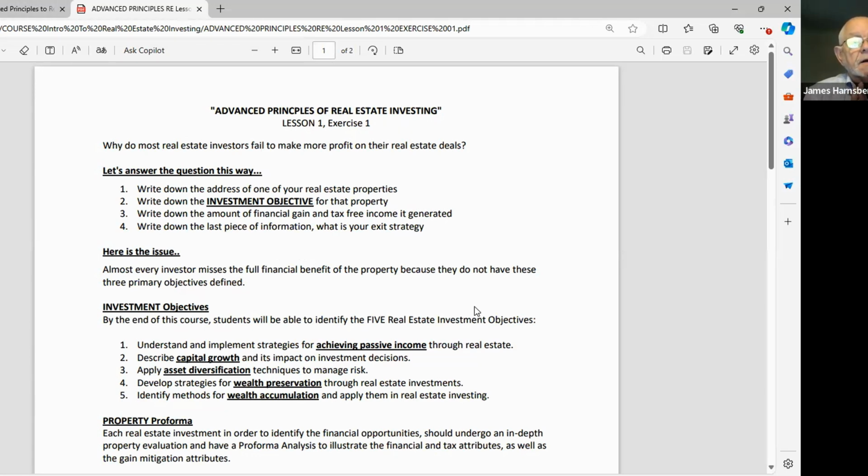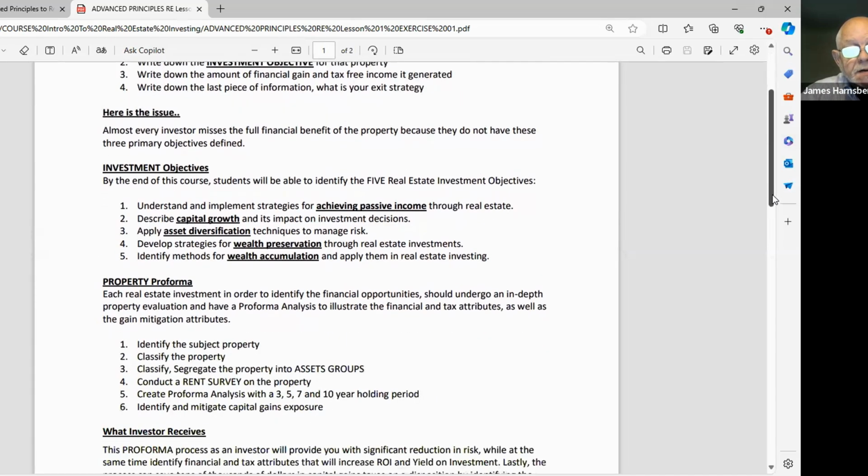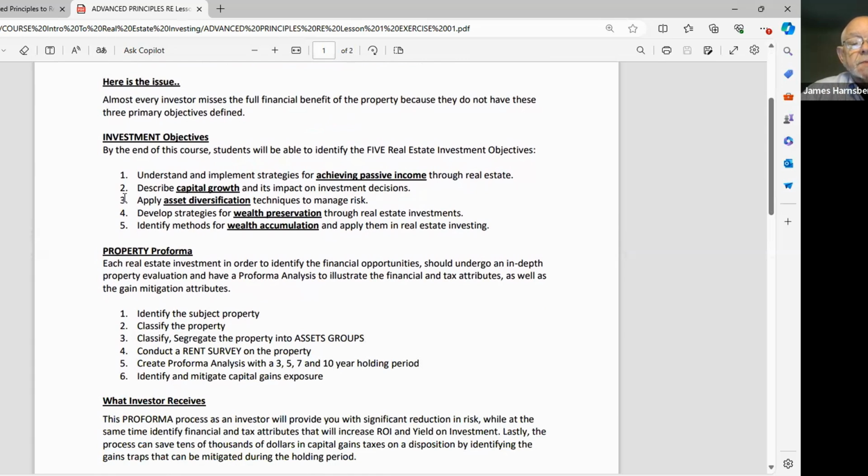This is so important. This is like the three-legged stool of real estate investing, these three defined objectives. Almost every investor misses the full financial benefit of a property simply because they never define or clarify these primary objectives. Again, the 5 financial objectives in real estate investing: achieving passive income. You can have a property where the specific investment objective for that property is passive income.